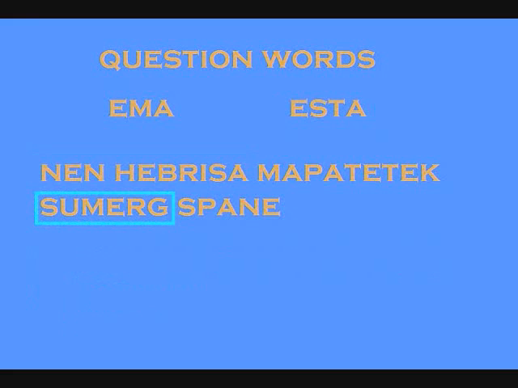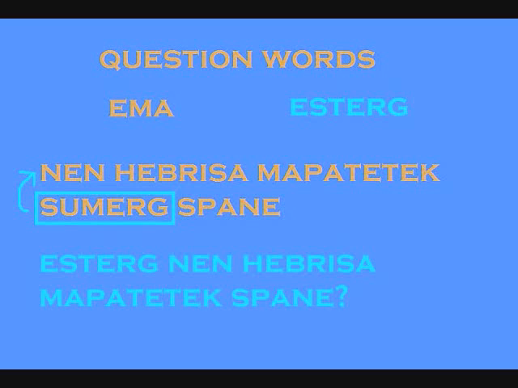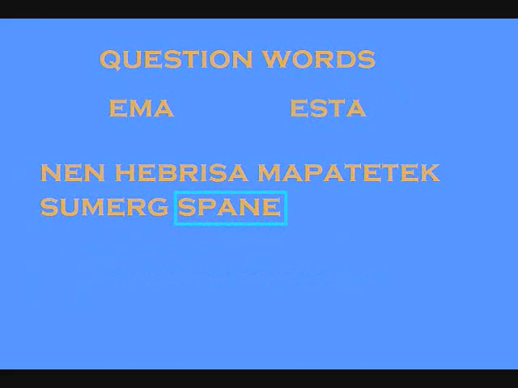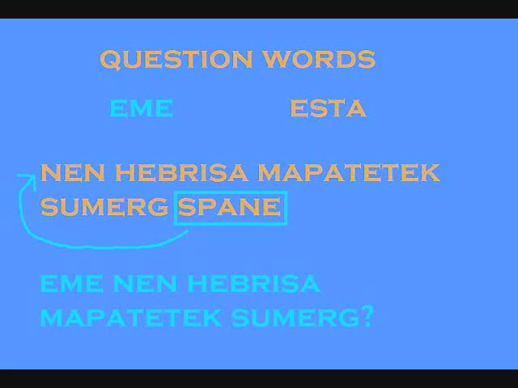Next, we can replace sumerk, which is also a person. Sumerk is the indirect object, so esta becomes esterg, then gets brought to the front of the sentence, becoming Esterg nen hebrisa mapatetek spane. To whom did the boy throw a bird? Finally, we replace spane, which is a thing, so we use Emma, which becomes eme, because it is the object, then gets dragged to the front of the sentence, giving us Eme nen hebrisa mapatetek sumerg. What did the boy throw to a woman?